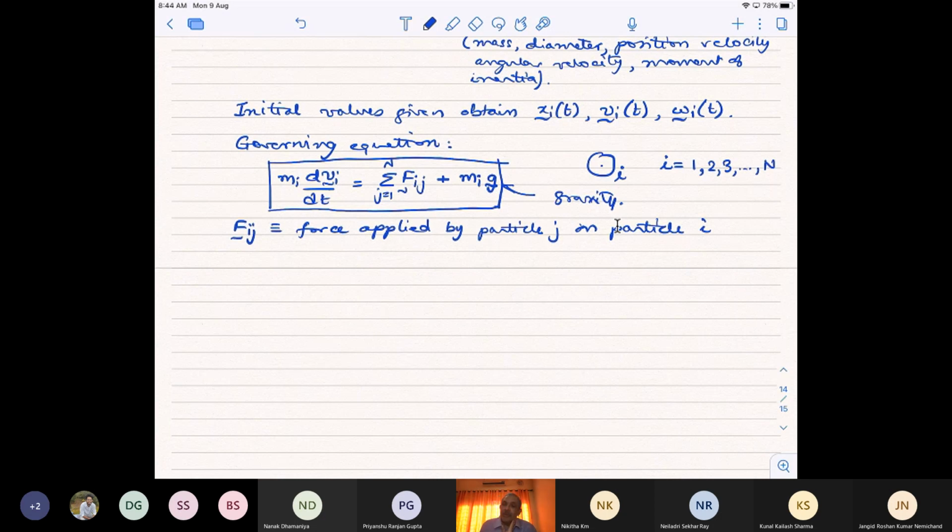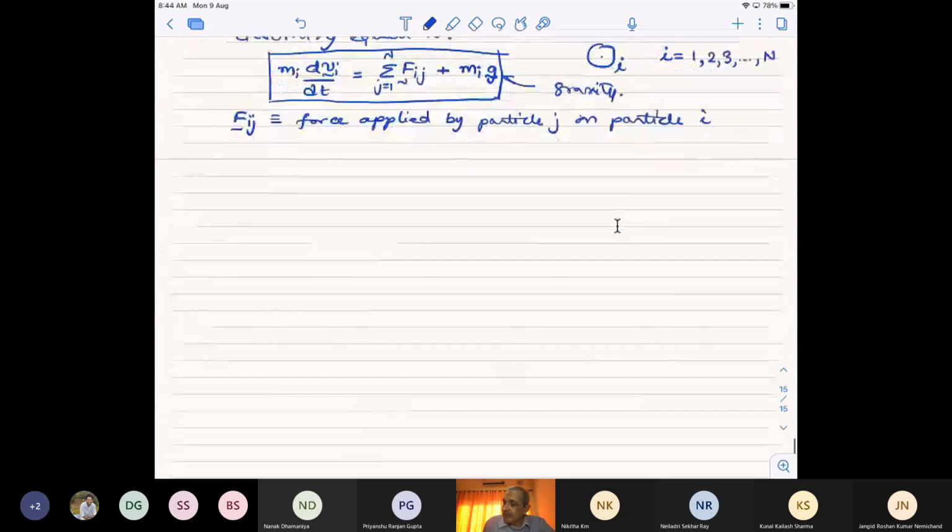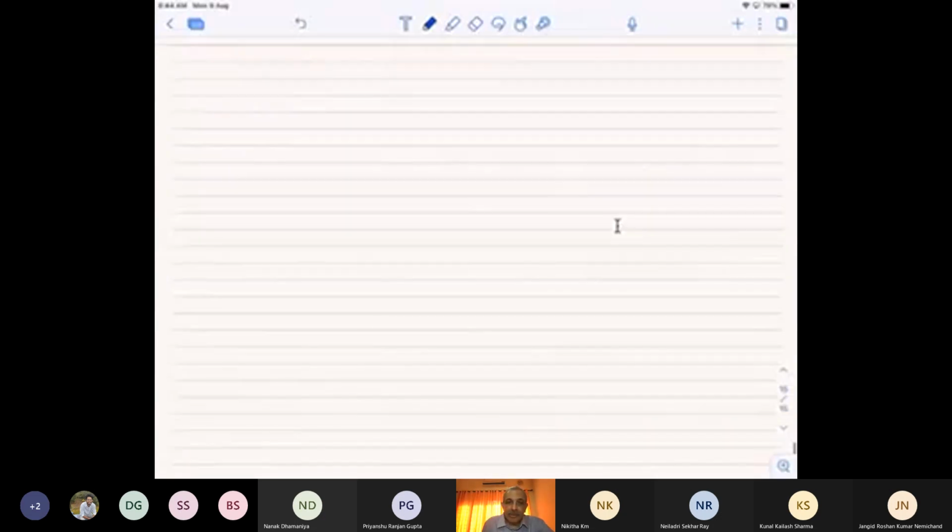So if you want to solve for only one particle, we have already done that bouncing ball problem. It's easy to do. But when you have a very large number of particles all interacting with each other, this can't be done analytically. So you have to have numerical methods to solve this. And so what are the numerical methods? So two approaches are used.